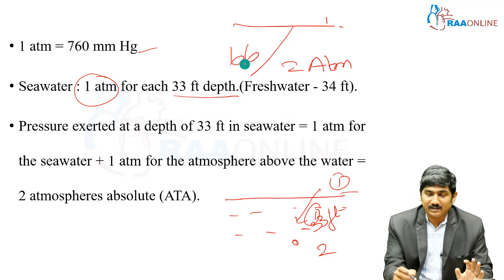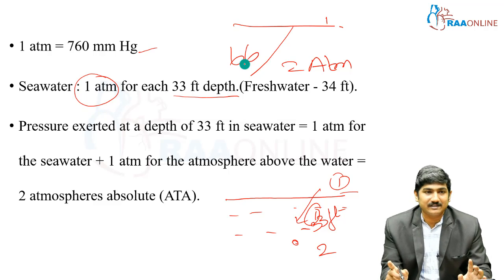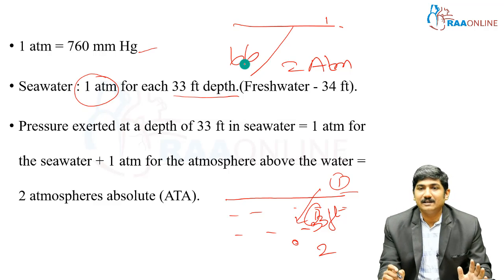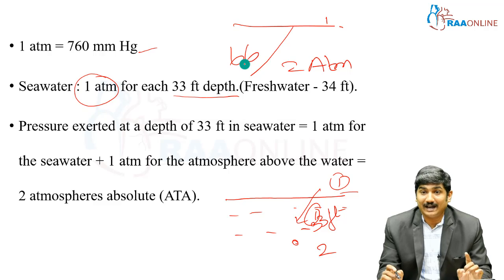If it is for fresh water, it is every 34 feet. Got it? So for every 34 feet inside the water, there will be 1 atmospheric pressure you need to add. For seawater, it is 33 feet. For fresh water, it is 34 feet.